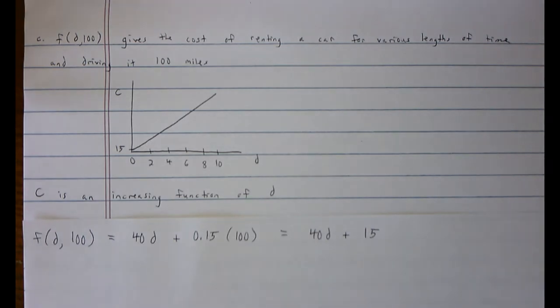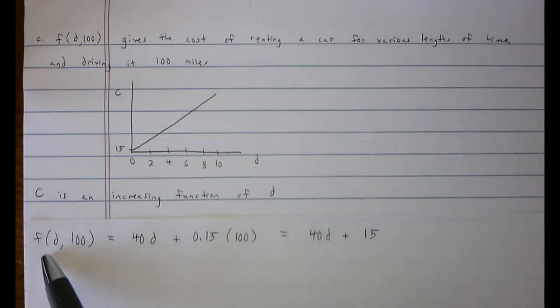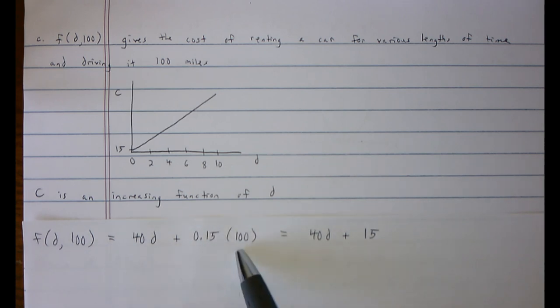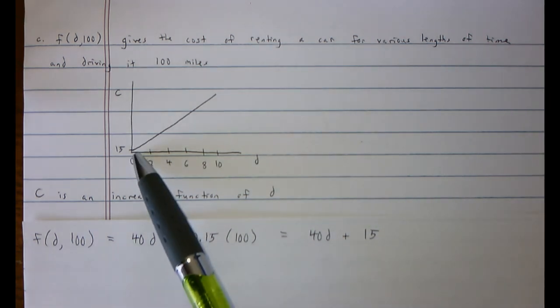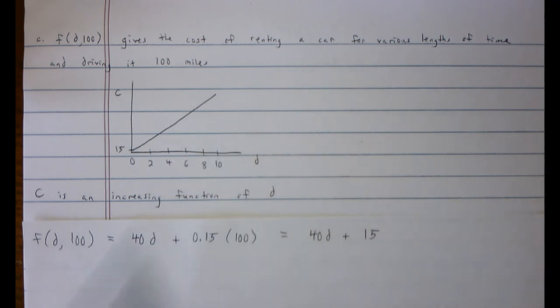Now let's hold M fixed at 100 and let D vary. So we would have F of D comma 100 equals 40D plus 0.15 times 100, which is 40D plus 15. So this is a line as well, and we can draw the cross section. The vertical intercept is 15 and the slope is 40. So we see here that C is an increasing function of D.